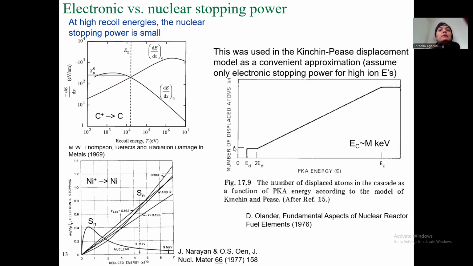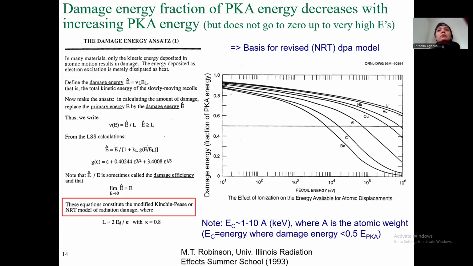Let's go to the next slide. Now, there are two things. One is Kinchin-Peace, and then there is something called modified Kinchin-Peace. So guys, this is an important term, and I can ask you this. Kinchin-Peace, I told you. Then after Kinchin and Peace, there come three scientists: Norgett, Robinson, I think, and Torrens. This is the common NRT model.